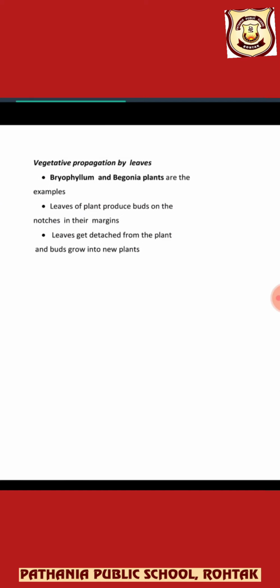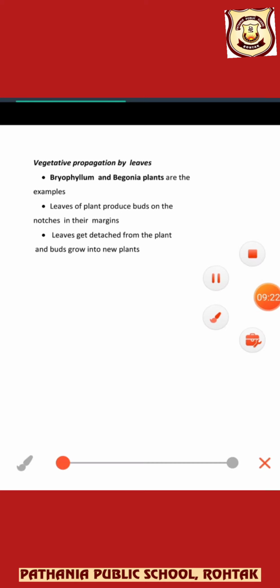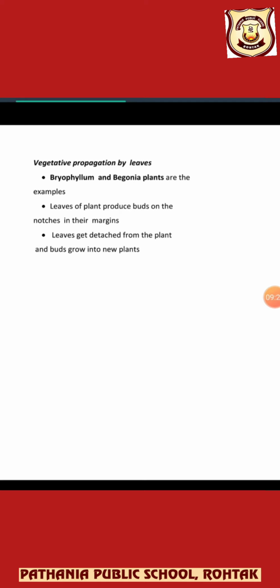Next is vegetative propagation by leaves. Stems we have done, roots we have done, now we are on leaves. Bryophyllum and begonia plants are examples of this. Learn the spelling of these plants, beta.